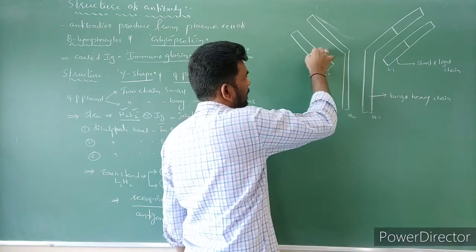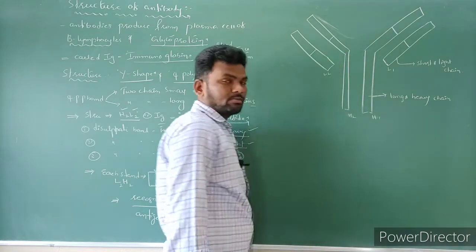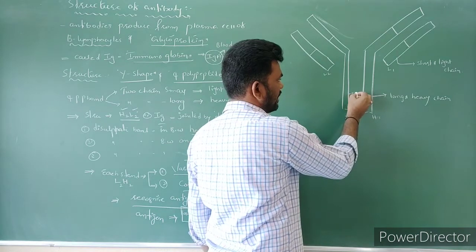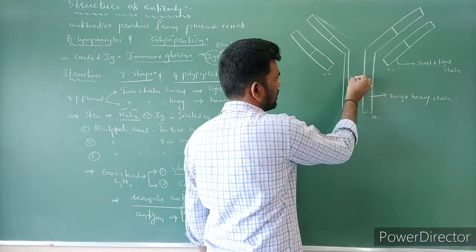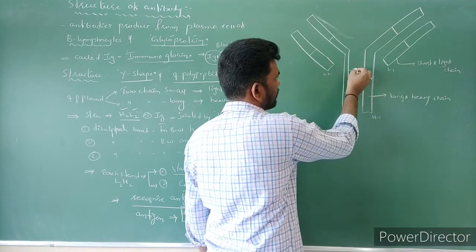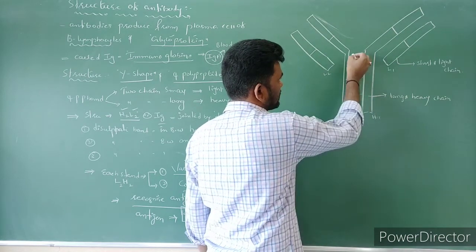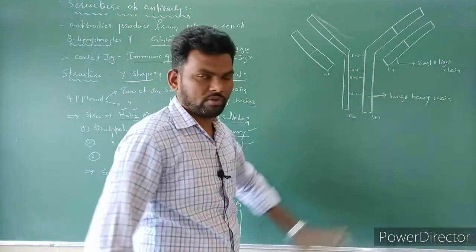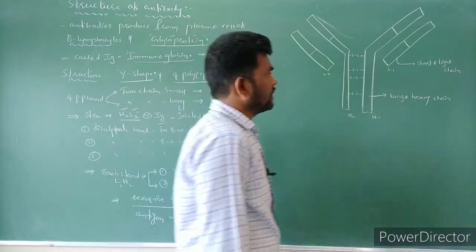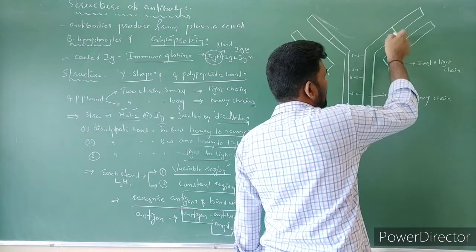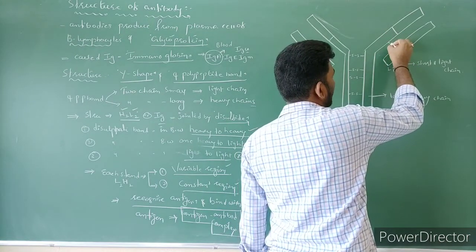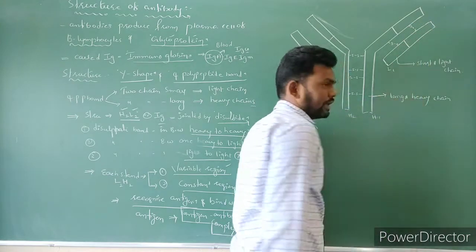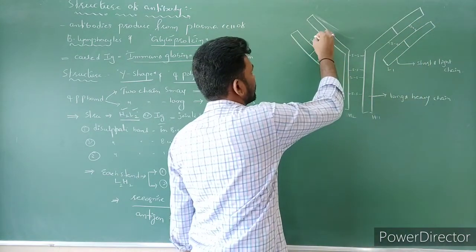Next, here disulfide bonds are present between heavy chain to heavy chain. Here one sulfur and again one sulfur, one sulfur again one sulfur, like bonds are present. They are present between heavy to heavy, right? Next, here also, this is one light and this is one heavy. Here also we can notice sulfur bonds, disulfide bonds.